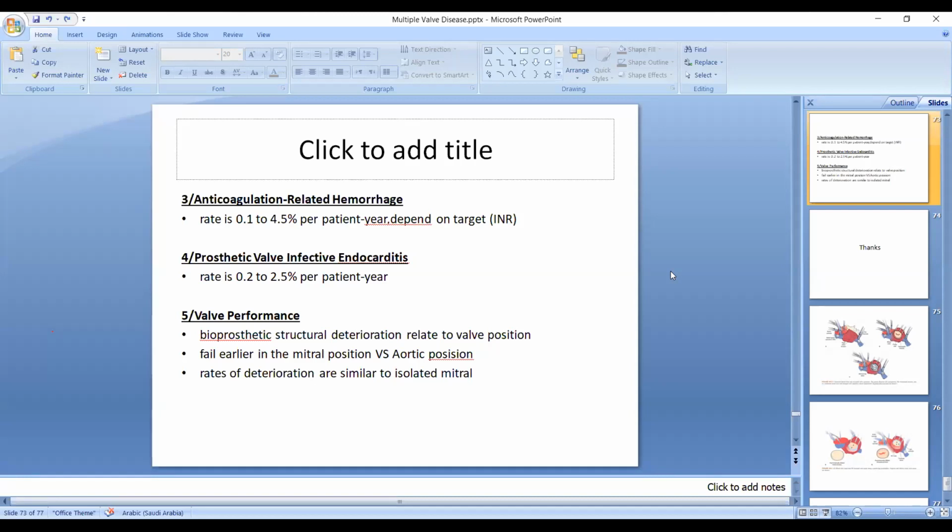I want to know, what is the technique you used for repairing the rheumatic valve? What was a common method to repair the rheumatic valve?